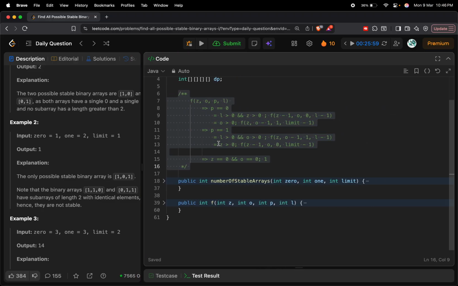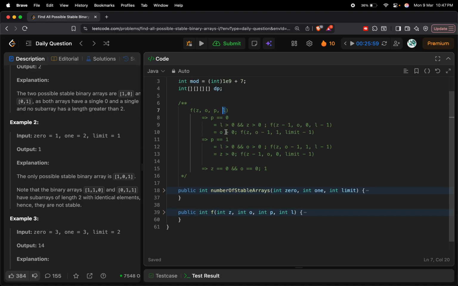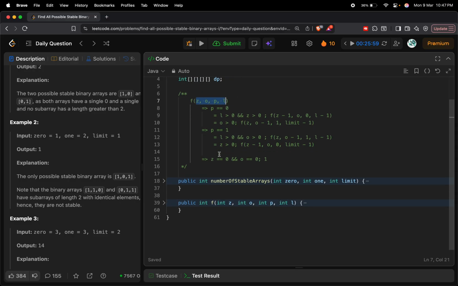If you're following my dynamic programming series, you should be able to easily implement the solution, but I'm here to also show you the implementation. If you see, Z is taking states from the available zeros all the way down to 0. Also ones are going from all the way from ones till 0. P is basically switching between 0 and 1, and limit is also going from limit till 0, right? So we need a 4D DP array in order to accommodate all these states, right?